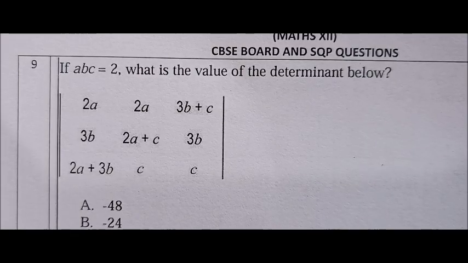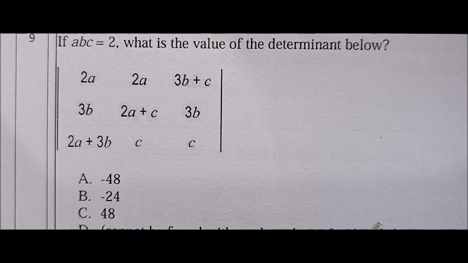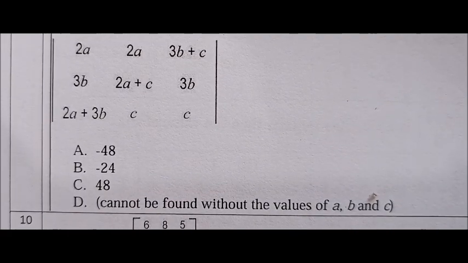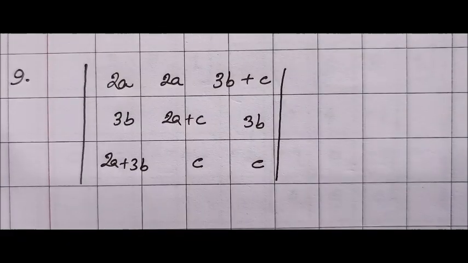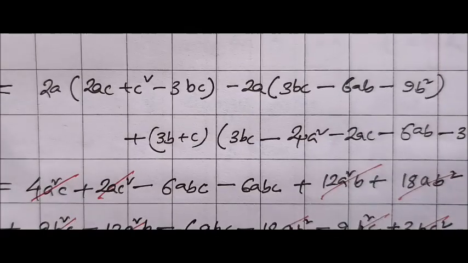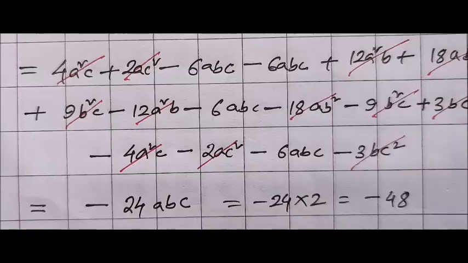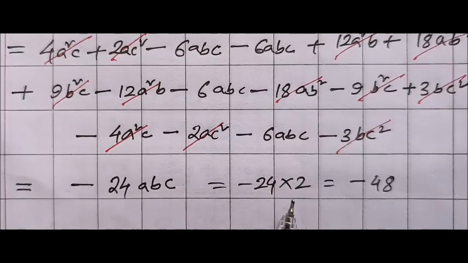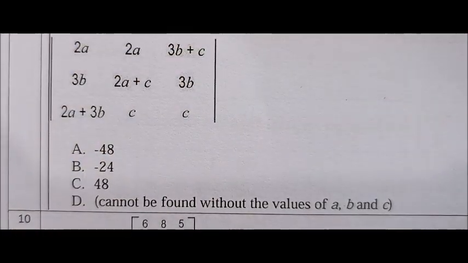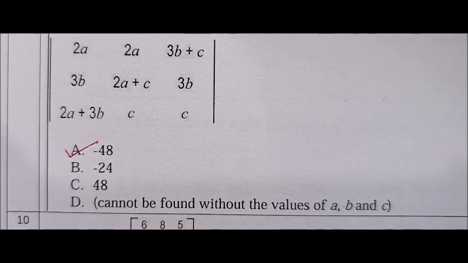So in question number 9, abc equal to 2, what is the value of the determinant? As a solution, what we have to do, I have expanded the determinant along first row, and then the expression that I am getting after cancelling everything is minus 24 abc, and abc का value 2 है, so minus 24 into 2, minus 48. So the correct option is A.